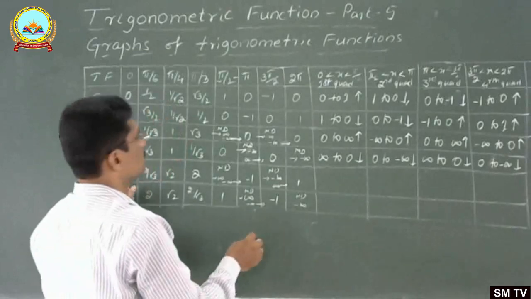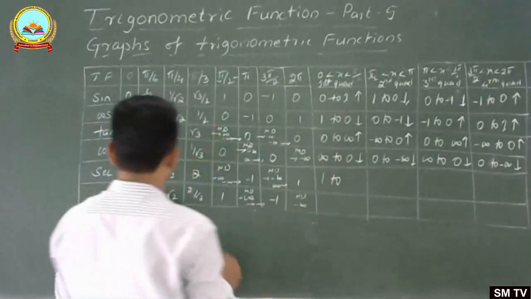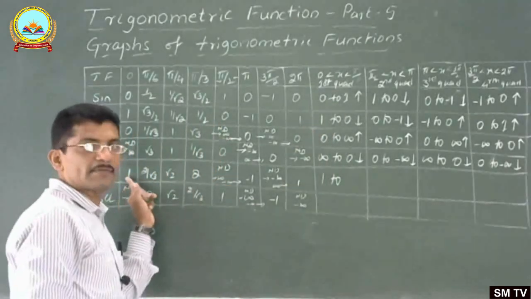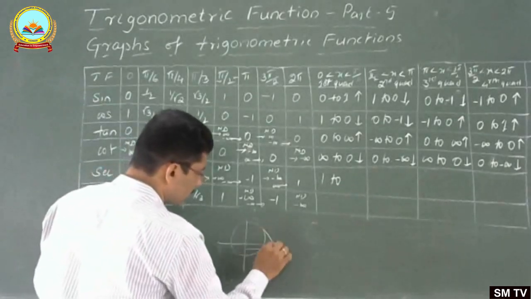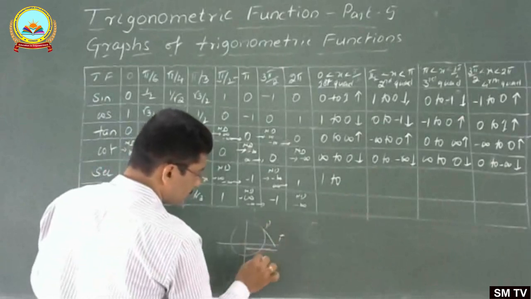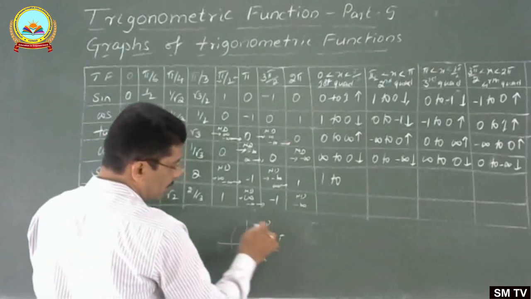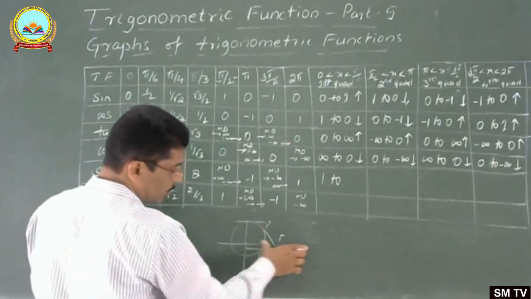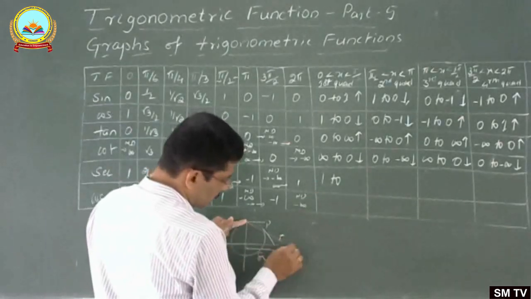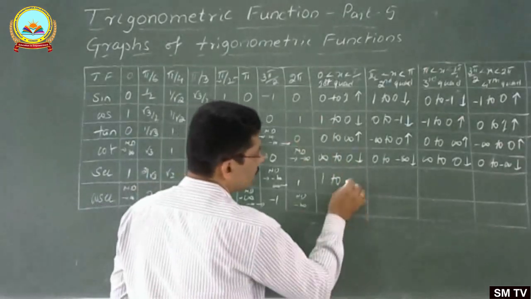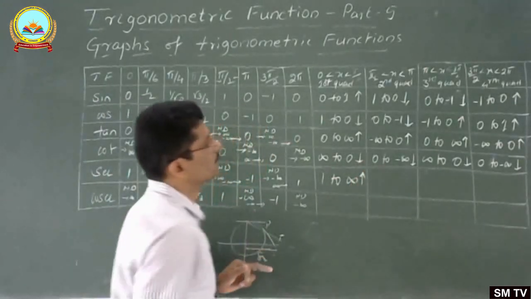The secant function is starting from 1: at 0 its value is 1, and at pi by 2, its value is not defined. The secant is equal to the x coordinate on the unit circle; this one is the tangent, this one is the secant function. It is increasing from 1, starting from here up to pi by 2, where it is parallel to the x-axis and does not intersect it, therefore the secant function is not defined. But at 89 point something, the secant value is very, very high, tending to infinity. 1 to infinity means this function is increasing.